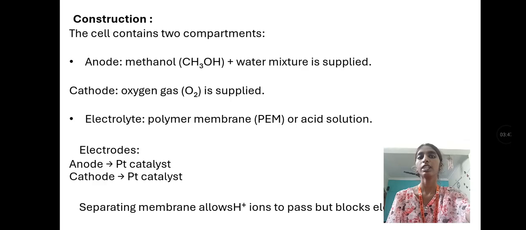Construction. The cell contains two compartments. Anode: a methanol plus water mixture is supplied. Cathode: oxygen gas is supplied. Electrolyte: polymer membrane or acid solution. Electrodes: anode platinum catalyst, cathode platinum catalyst. The separating membrane allows H plus ions to pass but blocks electrons.